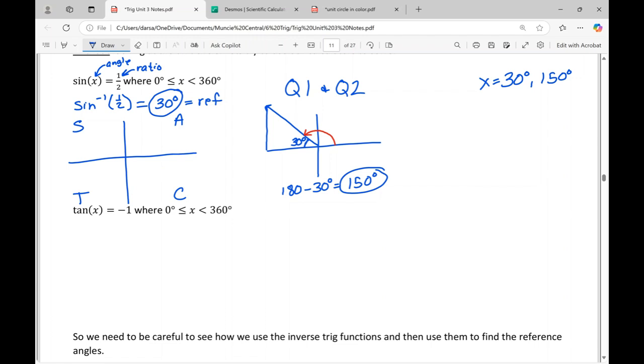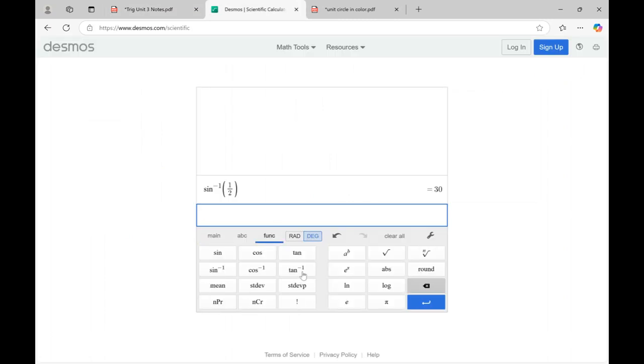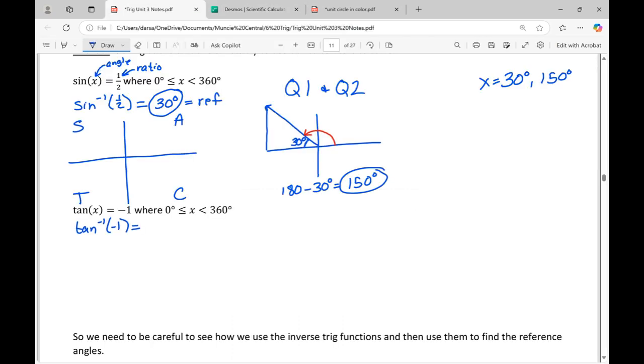Tangent is -1. So we're going to use tangent inverse of -1 and see what answer comes out of our calculator. So again, go to function, tangent inverse, go back to main. We're going to put in a -1, close the parentheses, and it looks like that is -45 degrees. Now, the problem with -45 degrees is it's not between 0 and 360. And in fact, 45 degrees is not one of the answers to this question.